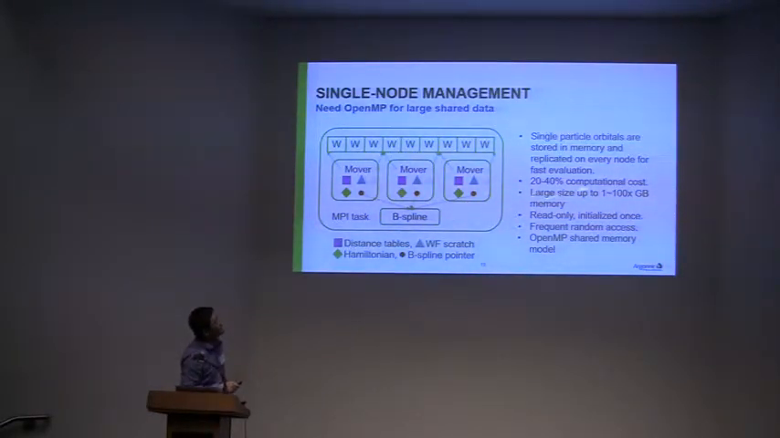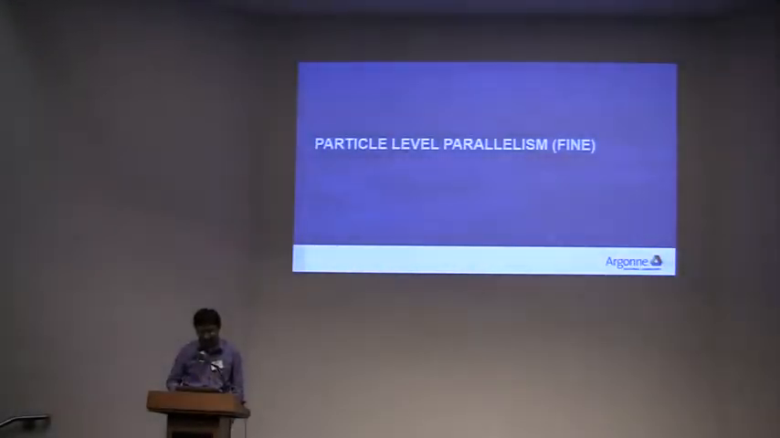But this one is big. It can go up to 100 gigabytes, just filling the whole node memory. Because it needs to be accessed frequently and randomly, you cannot take the data from a different node. That's too slow. It's for this reason that this B-SPLINE table is replicated on every node. And since it's read-only, we just initialize it once and share it by all the movers. That's why we need OpenMP features to accommodate this requirement.